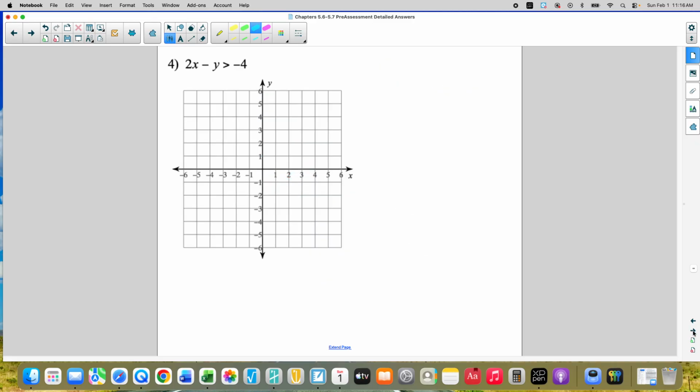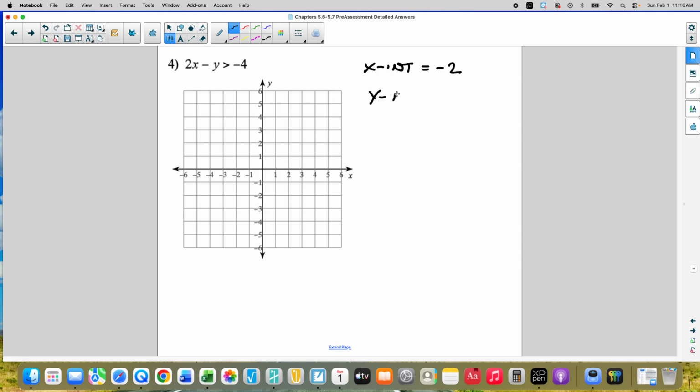Now, number 4, we have standard form. So we're going to use the cover-up method. If we are looking for the x-intercept, I'm going to cover up the y value, which leaves me with 2x is greater than negative 4. I'm going to divide by 2. So my x-intercept is equal to negative 2.